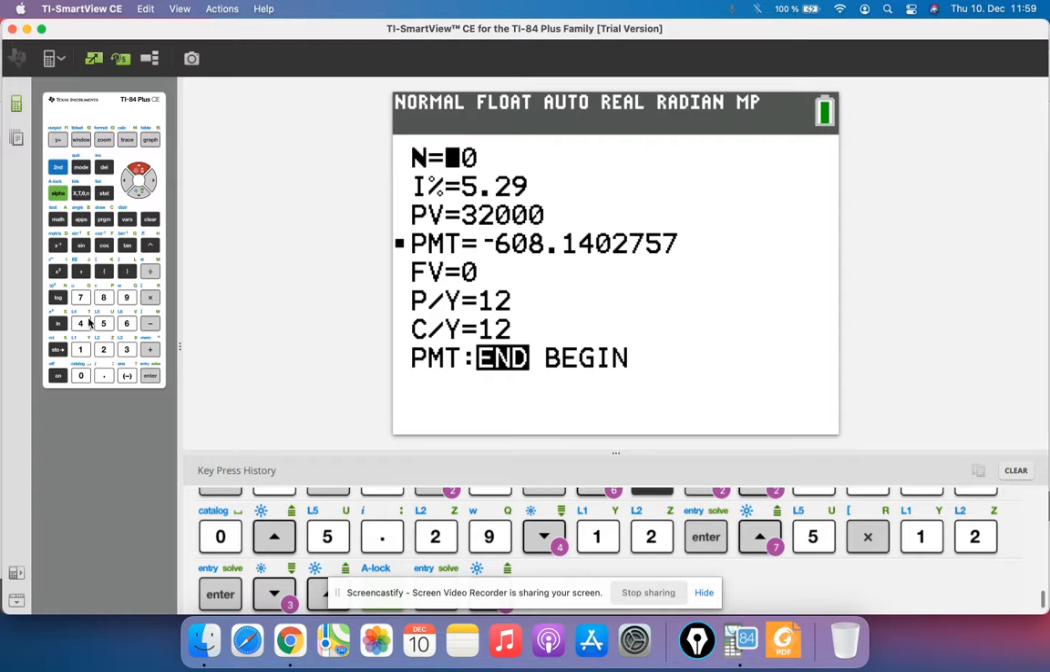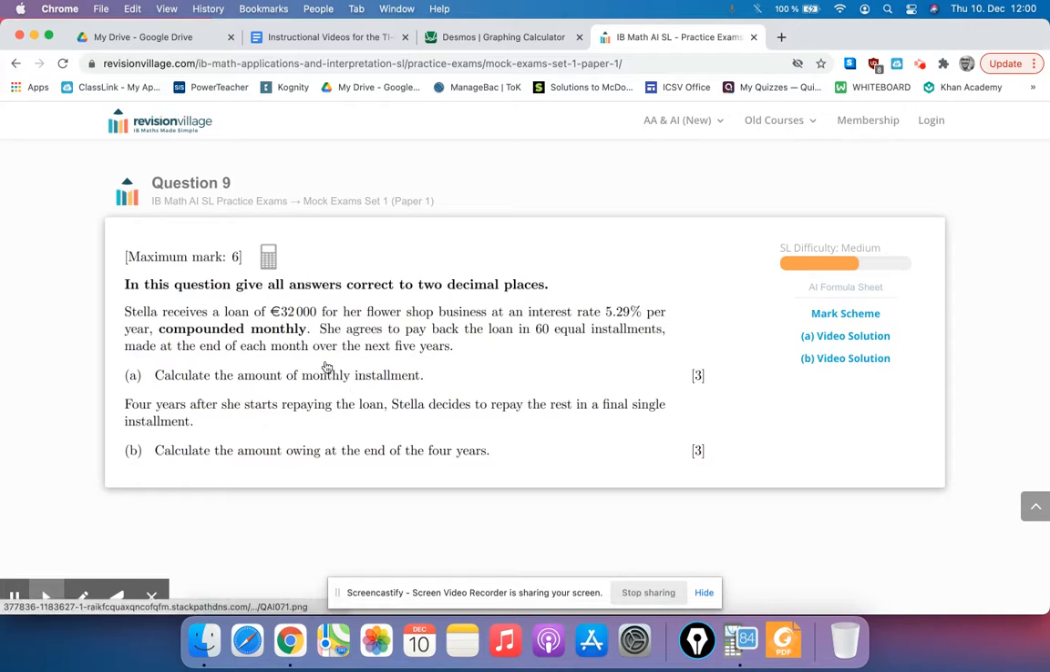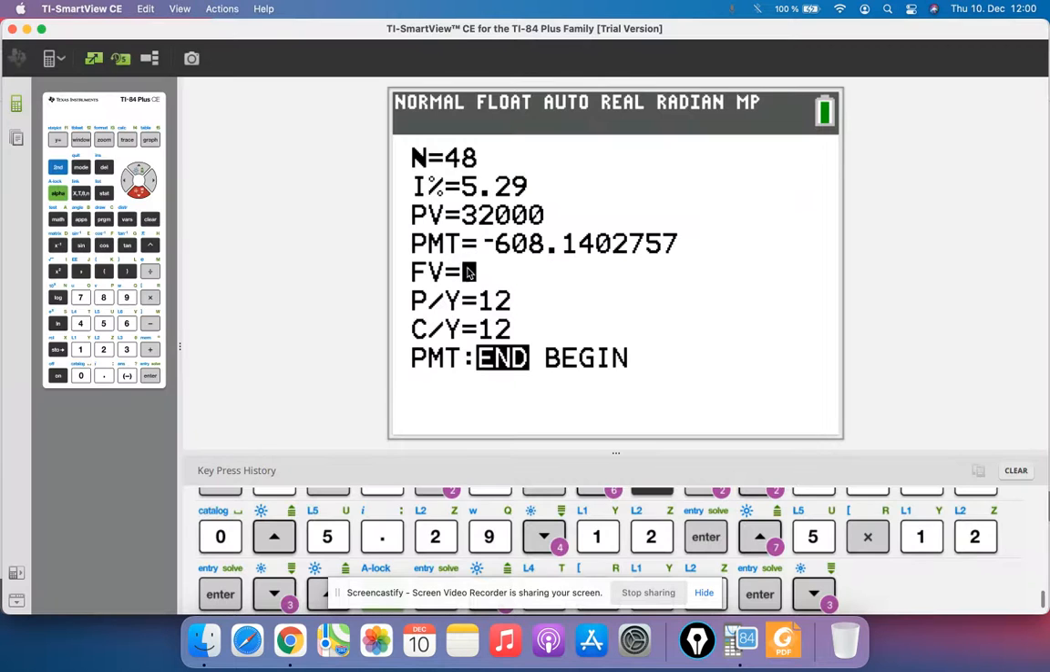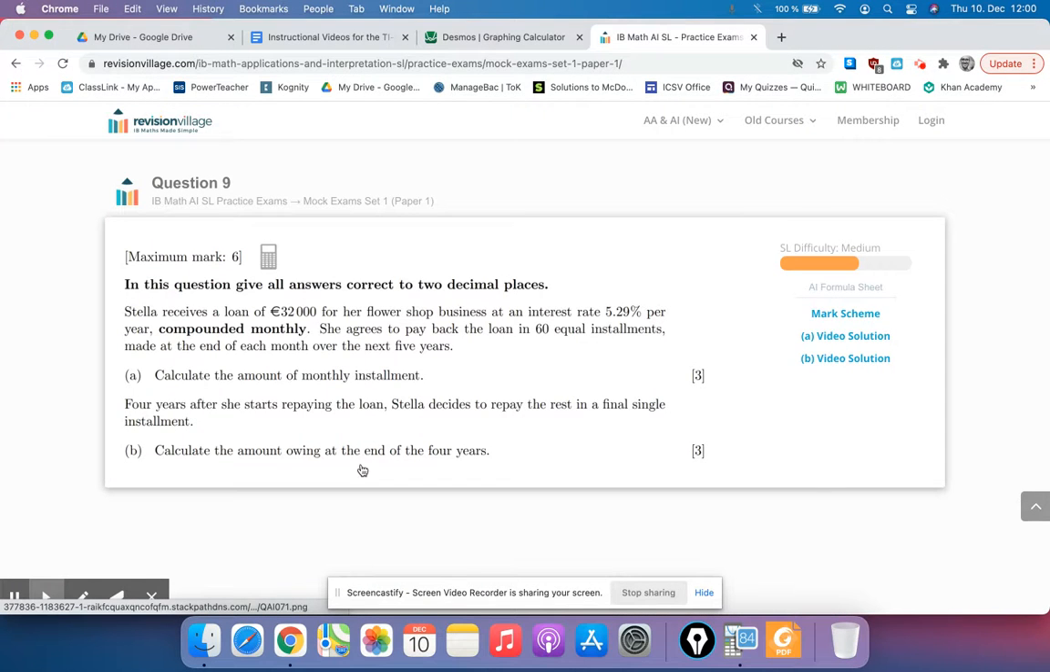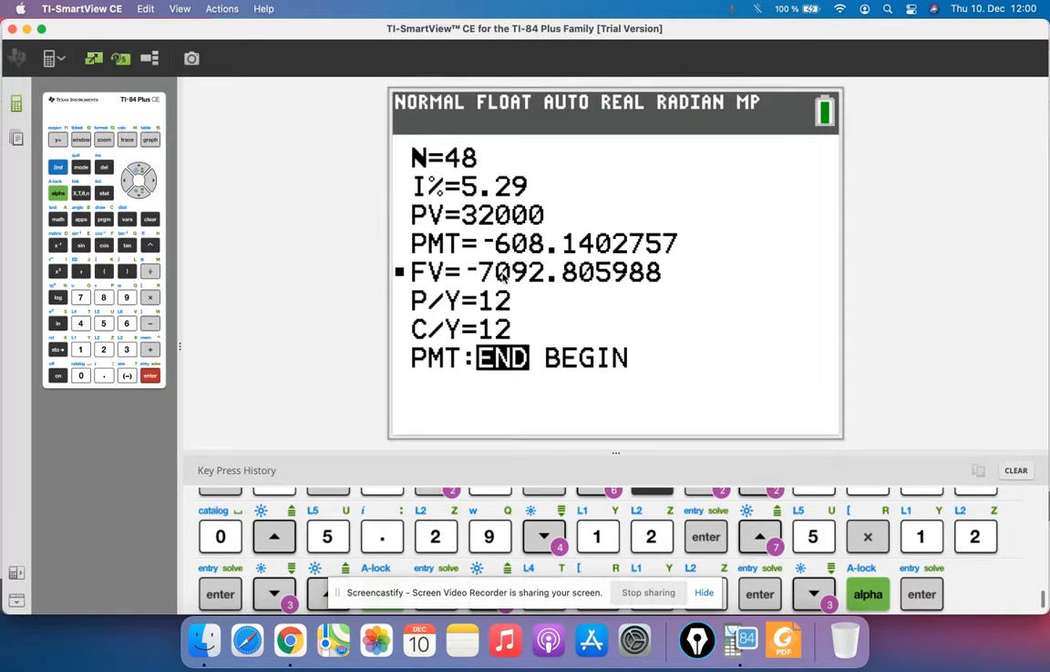I change N to be 4 times 12, because it says 4 years. So that's going to be 48 months. And I just want to solve now for the future value. So leave that payment in there and solve for the future value, which is going to give us a negative number, but our answer is going to be positive. So 7,092, let's see, owing at the end of 4 years. Yeah, so that's how much we owe at the end of 4 years.